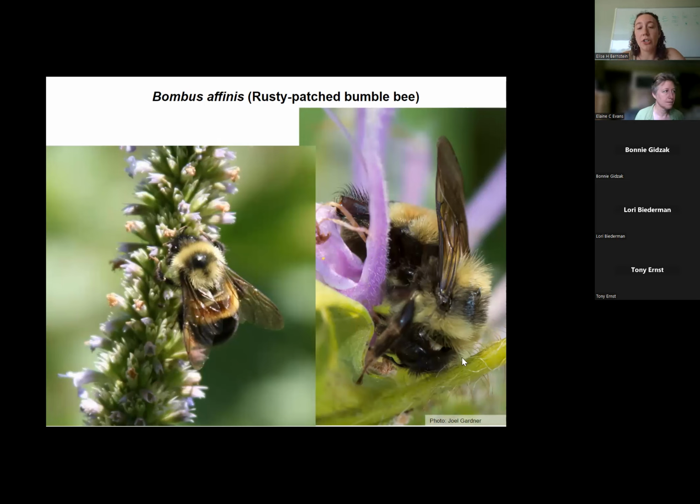In our image of the rusty patch on the right, it's a little bit harder because it's at a bit of a different angle, but we still can see the rusty patch on T2 there, but it's a lot lighter in color. They're not always so distinct. So that's also really important to keep in mind. Next slide, please.